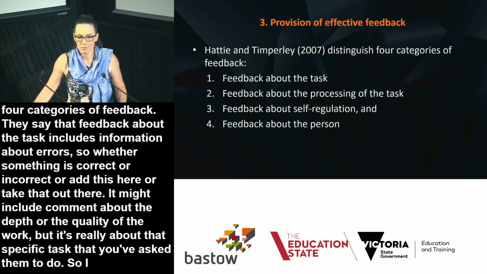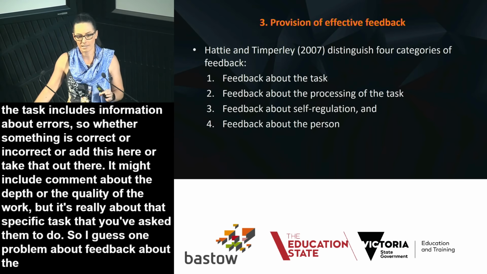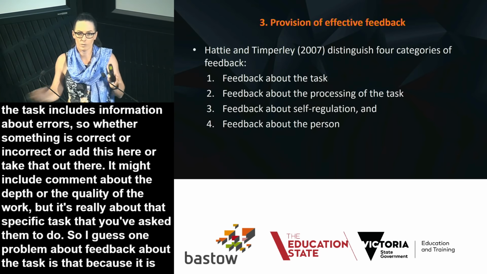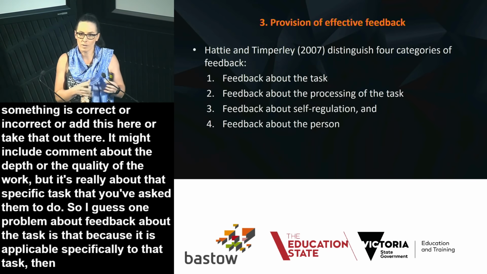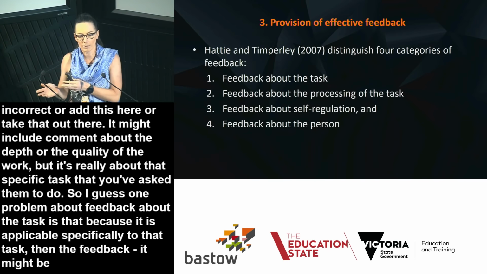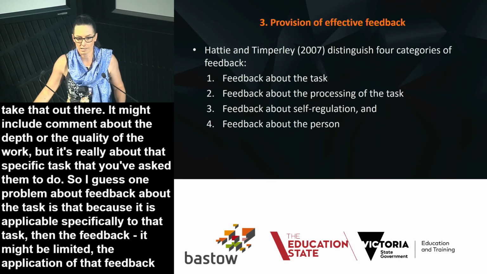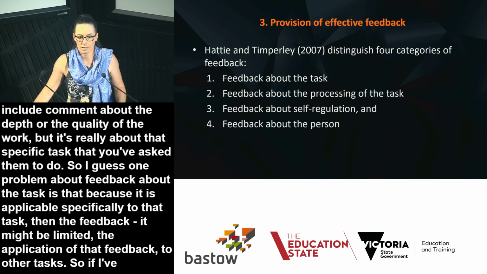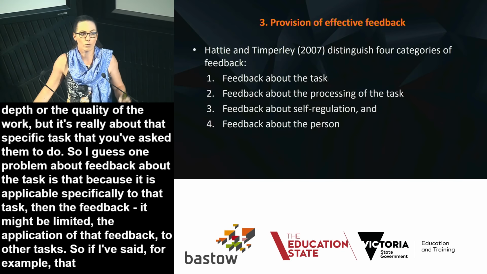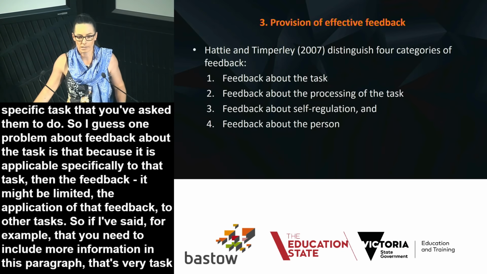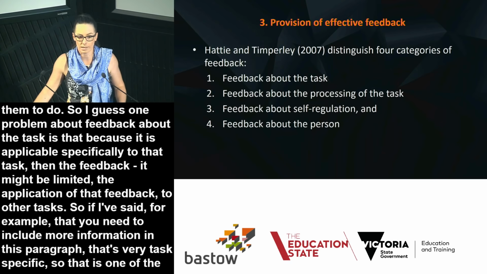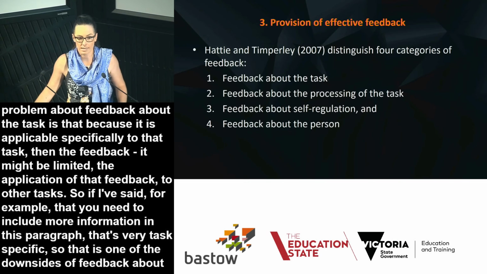So I guess one problem about feedback about the task is that because it is applicable specifically to that task, the application of that feedback to other tasks might be limited. So if I've said, for example, that you need to include more information in this paragraph, that's very task specific. So that is one of the downsides of feedback about the task.